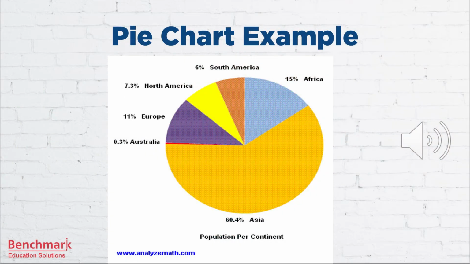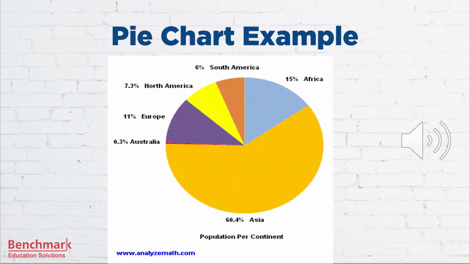This pie chart shows the distribution of the world's population across the different continents. The vast majority of people live in Asia, with 60.4% of the total population located in this continent. The next most populated continent is Africa, with 15%, and this is closely followed by Europe, which is where 11% of the world's population lives.